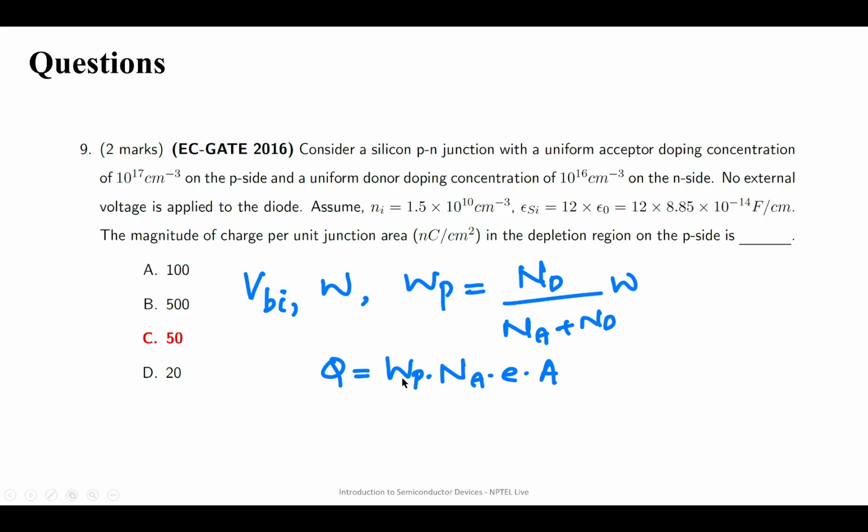Q is 1.6 times 10 to the power minus 19, and NA is given in the question as 10 to the power 17. The only thing is you have to calculate xp. To calculate xp, you first have to calculate VBI from the values given in the question. From VBI you calculate W, and from W you calculate xp, and then it will be xp times qNA.